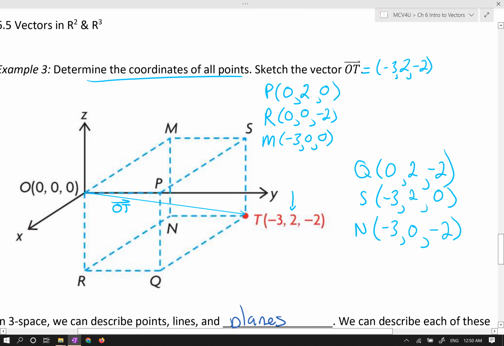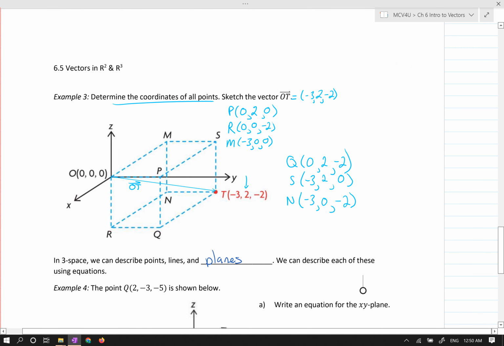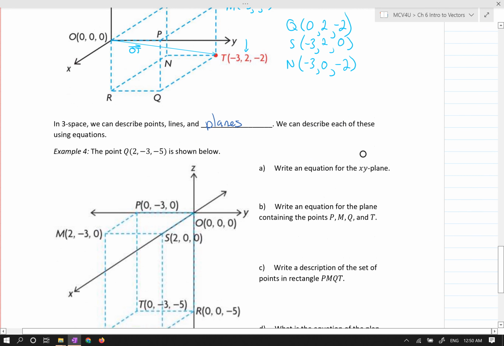Well done, folks. So it points in the direction from the origin to point T, and its magnitude, we're not sure of the magnitude, but we do know we can demonstrate it. We can represent it with what we call an ordered triple.